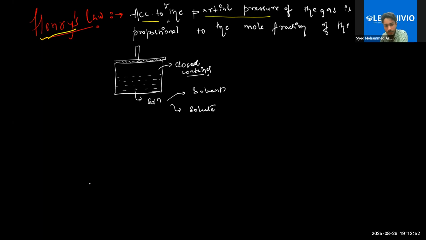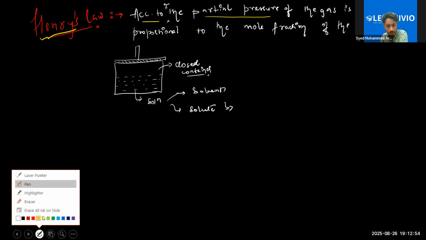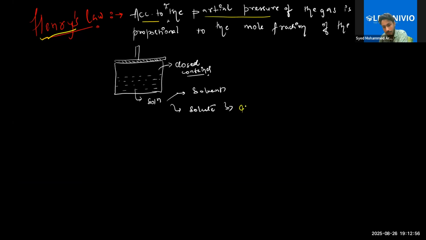The interesting thing is this solute is in the form of gas. So if it is in the form of gas, that means there are some particles of gas which are there like this. And this is a solution, that means it is a mixture of solvent and solute. That means some amount of gas is dissolved in that solution and some amount of particles are there on the upper surface of that solution.